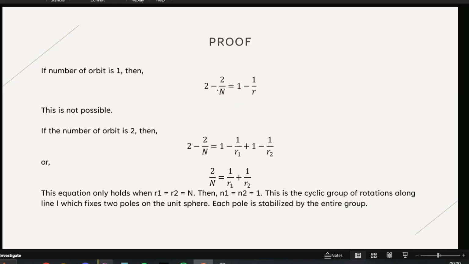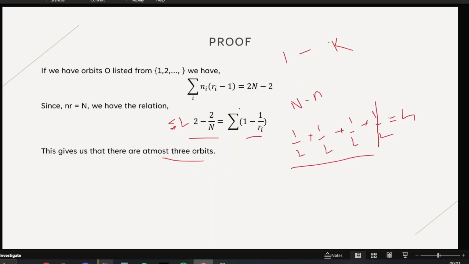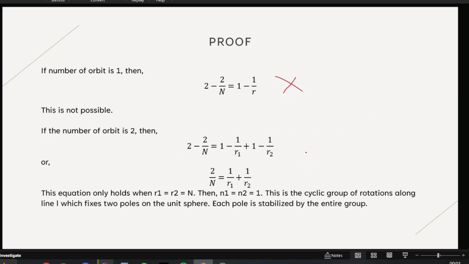This is impossible because this term is at least greater than 1 and at most 2. But this term is varying only between 1 by 2 and less than 1. So this relation is not possible. If the number of orbits is 2, we have this relation. From the summation, if we take everything, we can simplify this relation to 2 by n is equal to 1 by r1 plus 1 by r2.